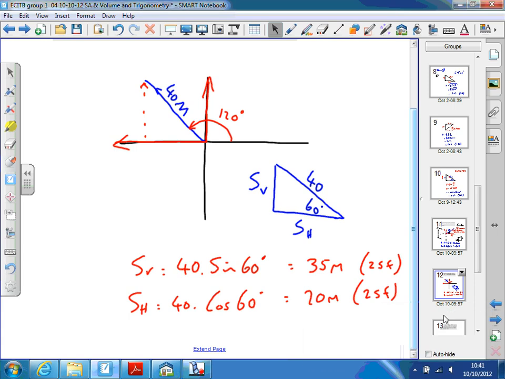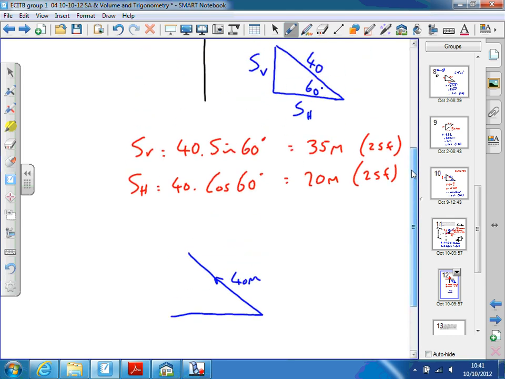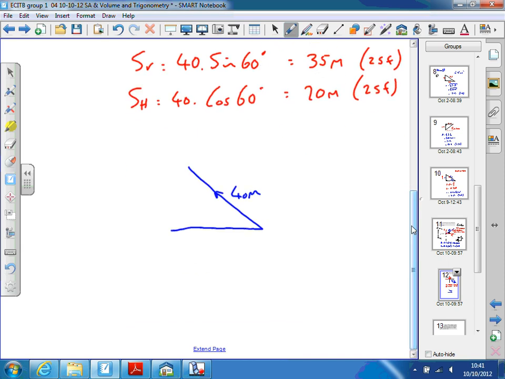So now we've got the solutions, we need to put these back. If we finish this problem off, we've got 40 meters displacement going this way, which has then got a horizontal of 20 meters and a vertical of 35 meters.